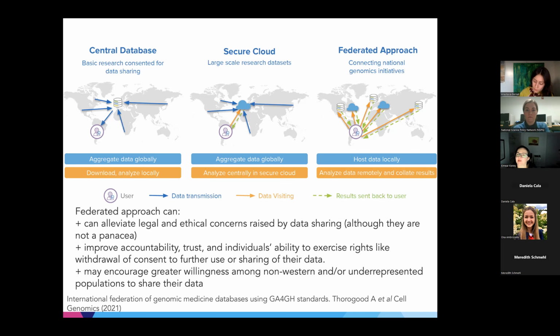And these types of federated approaches may actually encourage a greater willingness among non-Western or underrepresented populations or individuals from constrained resource areas of the country or the globe who may feel that they're outcompeted by the types of resources available in some of the more affluent institutions and may not like that approach for doing data analysis.